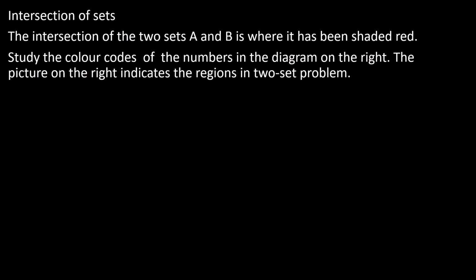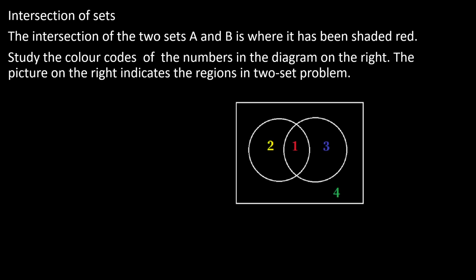The intersection of the two sets A and B is where it has been shaded red. So study the color codes in this video. They may prevail in it. The picture on the right indicates the regions in a two sets problem. So this picture represents the regions in a two sets problem.